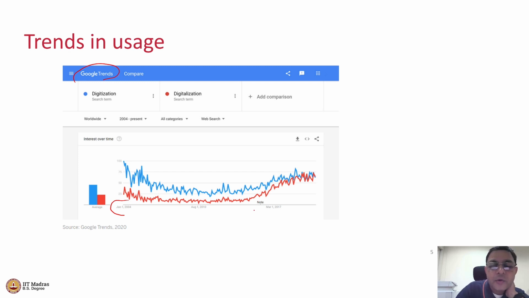Only around 2015 or so, digitalization has started picking up. The slope has increased. So far the slope was pretty much a flat line. Now the digitalization slope has increased at a rate faster than digitization, and now digitalization is catching up with digitization. If we were to include digital transformation into all this, how does it look?